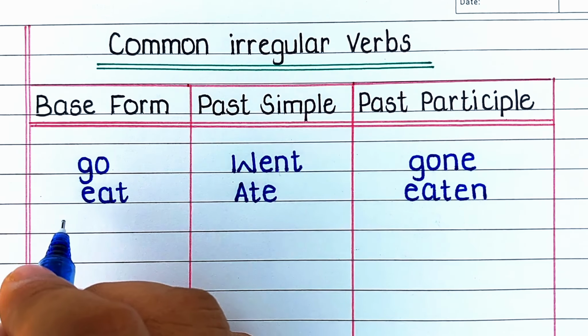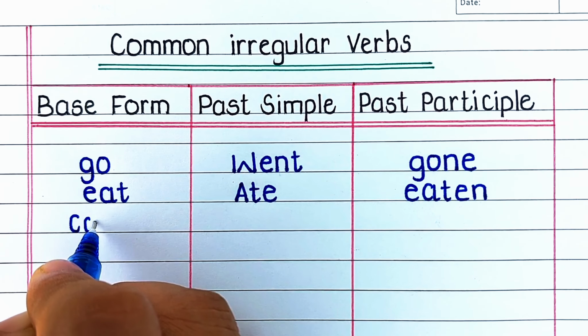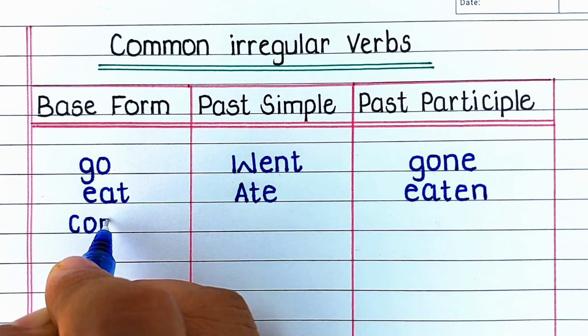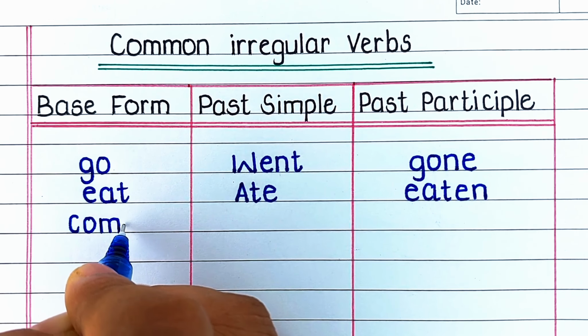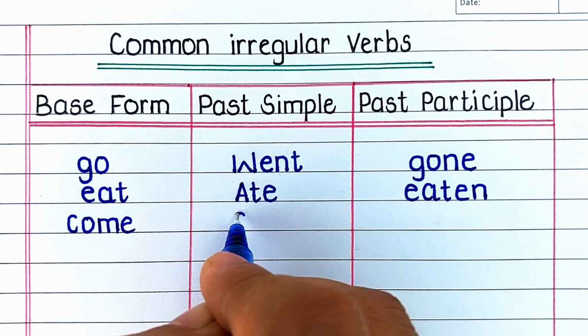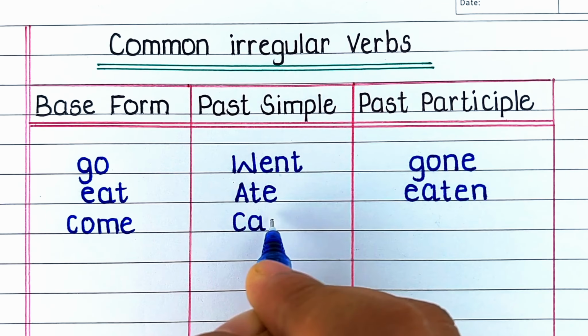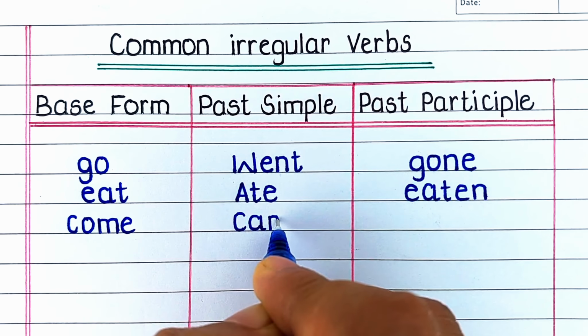Next is the V3 or past participle form. This form is used in perfect tenses, in the passive voice and sometimes as an adjective. Regular verbs form their past participle by adding ed, but irregular verbs have unique forms that we will learn subsequently in this video. Now, let's get started with the video.